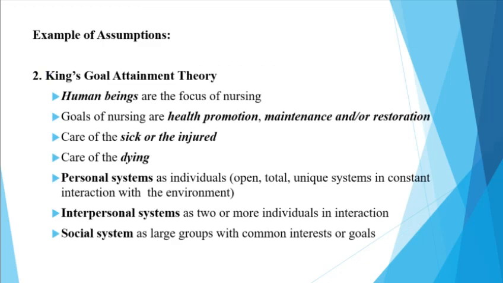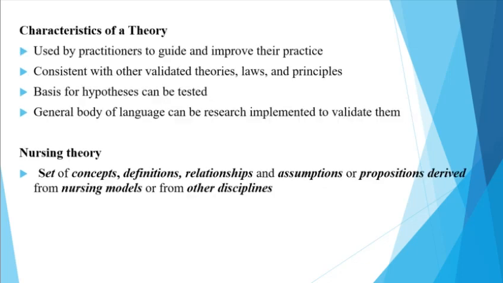Okay, and we also have the different systems here. We have the personal systems, interpersonal systems, and social systems that we should consider in achieving this goal attainment theory. Okay, ano ba yung personal systems? These are individuals which are open, total, unique systems in constant interaction with the environment. Okay, so interpersonal systems naman, these are two or more individuals in interaction, and sa social system are yung large groups with common interests or goals. Okay, so what are the characteristics of a theory?